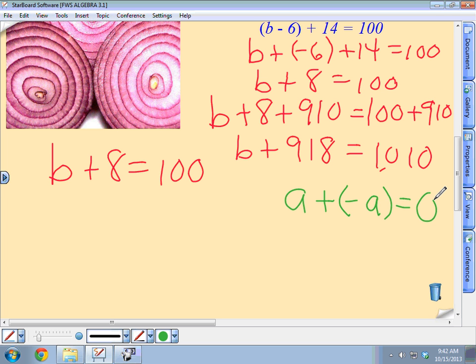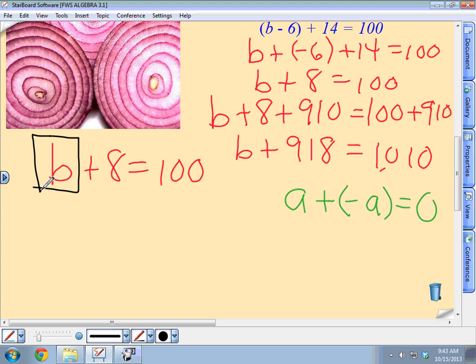Do you have a question? It says the onion had 5 layers. Well, this one's only got 1 layer. All right, so this is what we're going to do. You're going to look at your variable, which here is b, because b is what we don't know. That's what we're trying to find. We know what 8 is and we know what 100 is, but we don't know what b is.